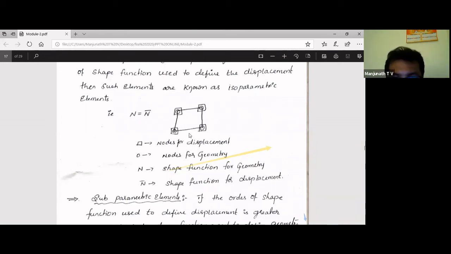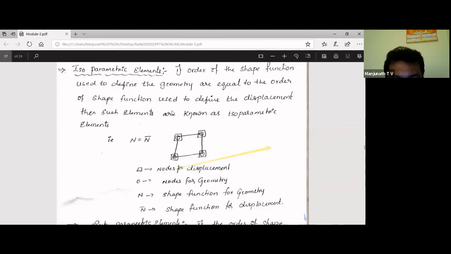Now, the order of the shape function used to define the geometry. Geometry means here the circle. So here the shape function we are going to obtain at this particular node, by defining the geometry. The order of the shape function used to define the geometry is equal to the order of the shape function used to define the displacement, because at node number 1, whatever shape functions we have got, at that particular node only we are able to define the displacement also, at that particular element.